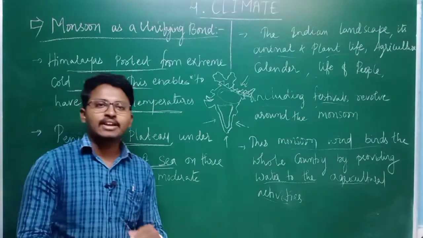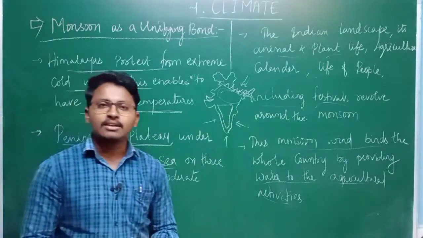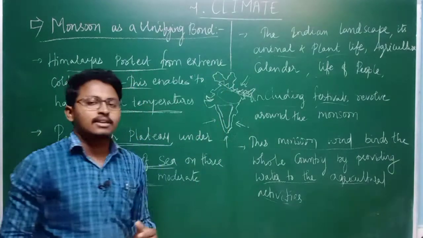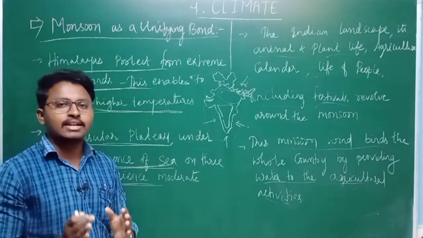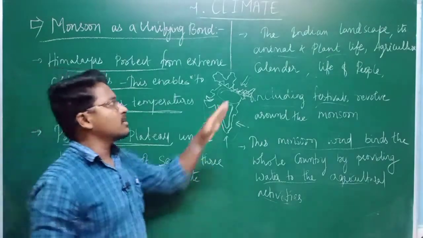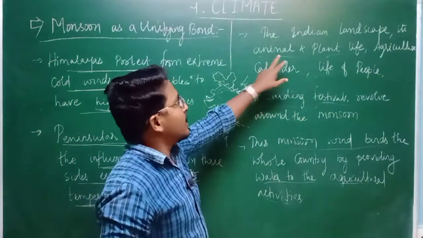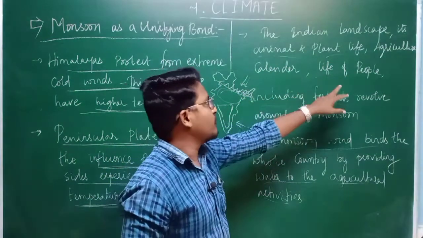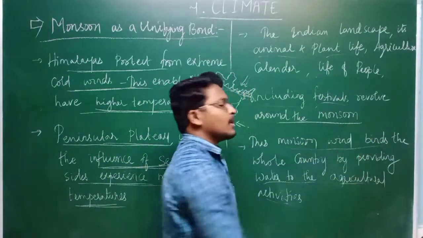So despite having this many variations here and here, there is one common thing which actually unifies our entire country, or you can say which unites the entire country. So that is actually the monsoon. So how it unites is that you can take the Indian landscape, that means this entire Indian landscape and its animals. You can take the plant life, agriculture calendar, life of people, including the festivals, which actually revolve around the monsoon.